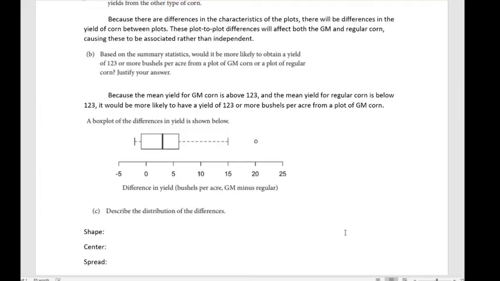The shape of this one is skewed right with an outlier at about 20. So the distribution is skewed right with an outlier at about 20 bushels per acre. The center looks like the median is about 3 bushels per acre.